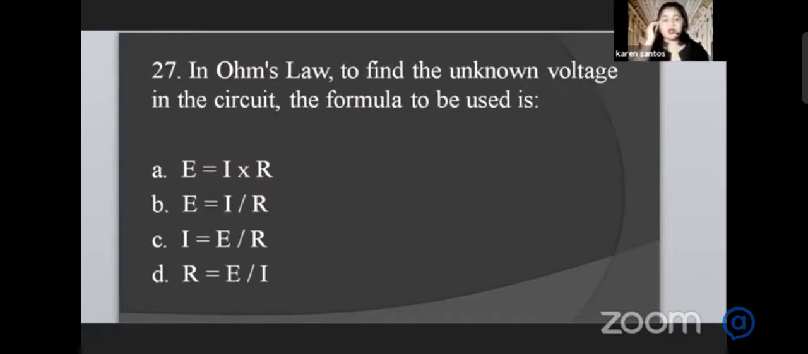Then for question 27: in Ohm's law, to define the unknown voltage in the circuit, the formula to be used is A. E is equal to I times R, B. E is equal to I divided by R, C. I is equal to E divided by R, and D. R is equal to E divided by I. Again, in Ohm's law, to find the unknown voltage in the circuit, the formula to be used is, what is the answer? Is it letter A, B, C, or D?